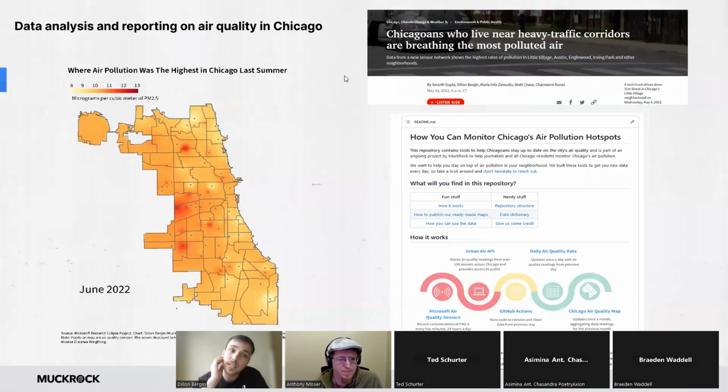Yeah, so I'm Dillon Bergin. Like I said, I'm the data reporter for MuckRock. For the past year or so, we've been working on some data analysis and reporting on air quality in Chicago. On the left here, you can see a map of Chicago using air quality sensors placed by the tech company Microsoft across the city. In this map, we're estimating the air quality across neighborhoods based on the readings at those sensors. In the top right corner, you can see one of our first articles we wrote using data from those sensors. That was as a part of a partnership with WBEZ and Chicago Public Media.